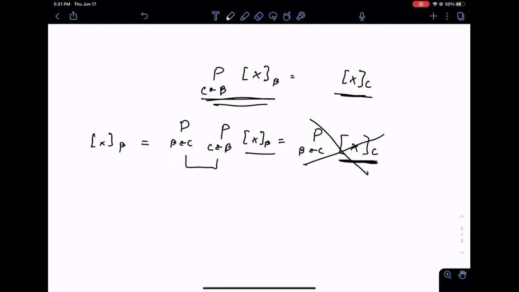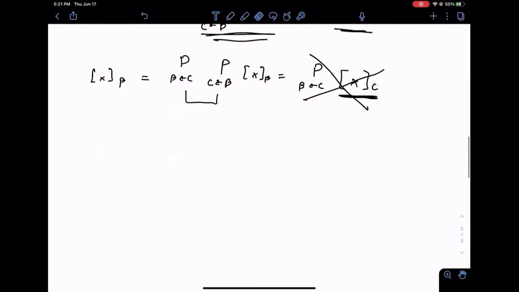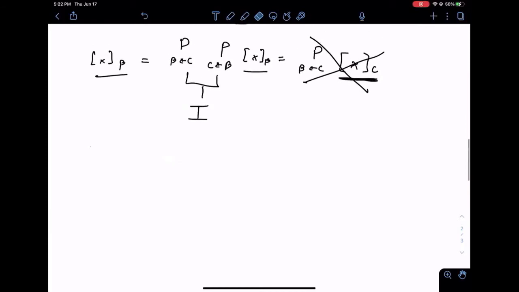Well, I know that this has to be the identity matrix then, right? If I'm ending up with the same vector, this thing has to equal the identity matrix. So I have two square matrices that are multiplied together, and it gives me an identity matrix. So what do I know about these two matrices? They're inverses of each other. In other words, if I have this matrix that converts from B to C, I take its inverse. That should be the matrix that converts from C to B.